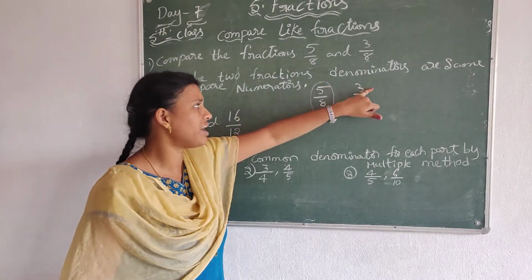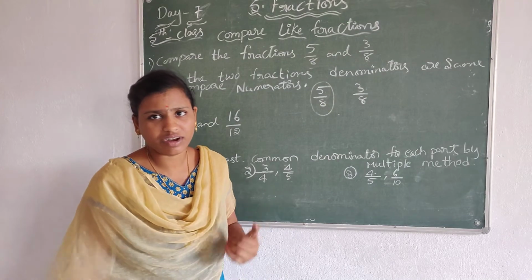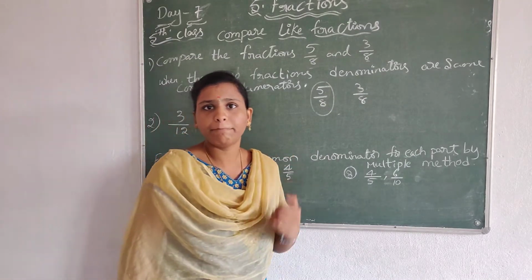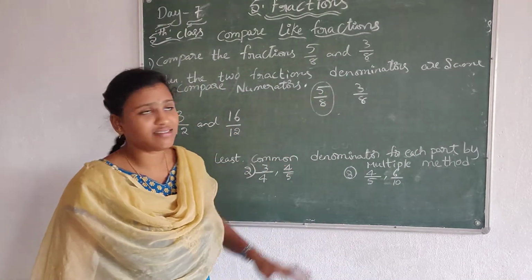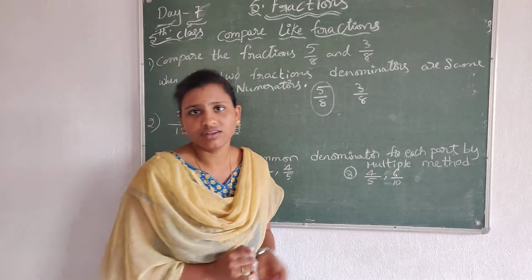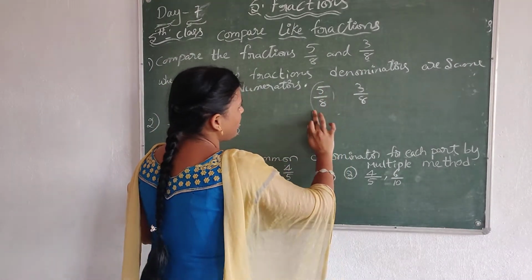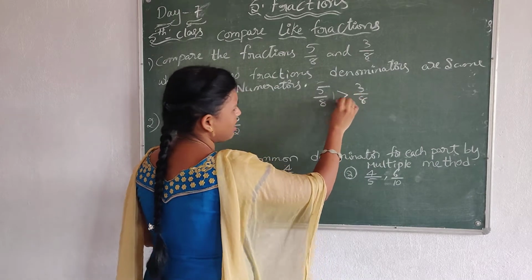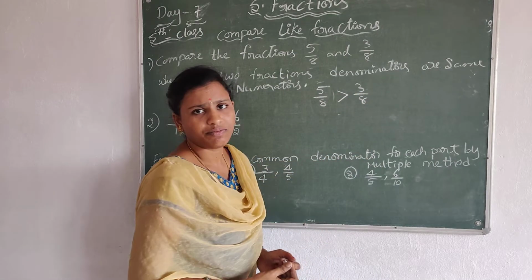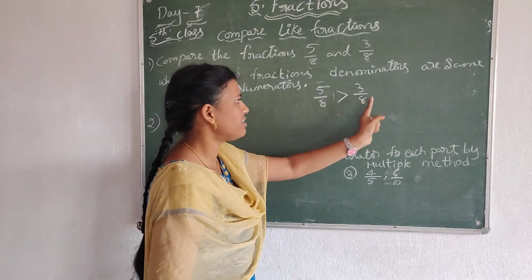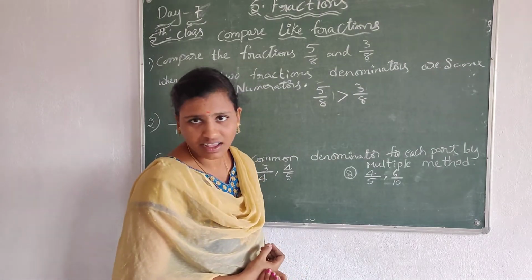That's why we compared these two numerators, 5 and 3. So 5 is a big number. That's why that fraction is a big fraction. So 5 by 8 is greater than 3 by 8. This is very easy now.